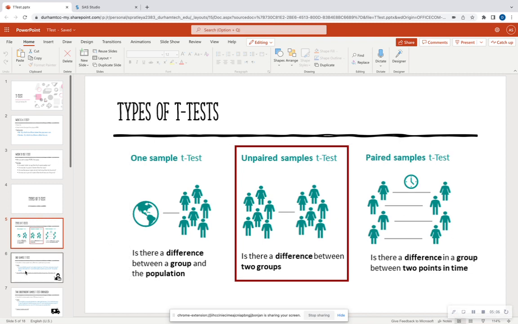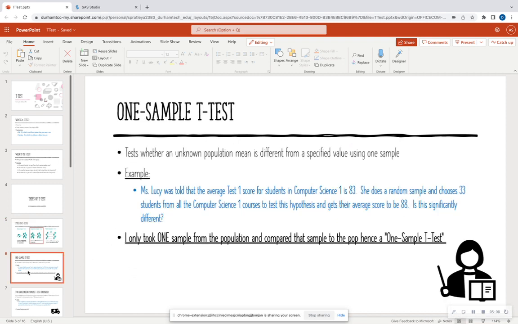Okay, so let's walk through each one of these one by one and get a little scenario so we know exactly what each test is for. So that one sample t-test, where we have a sample and we're comparing it to the population, is to test whether an unknown population mean is different from a specified value using one sample.